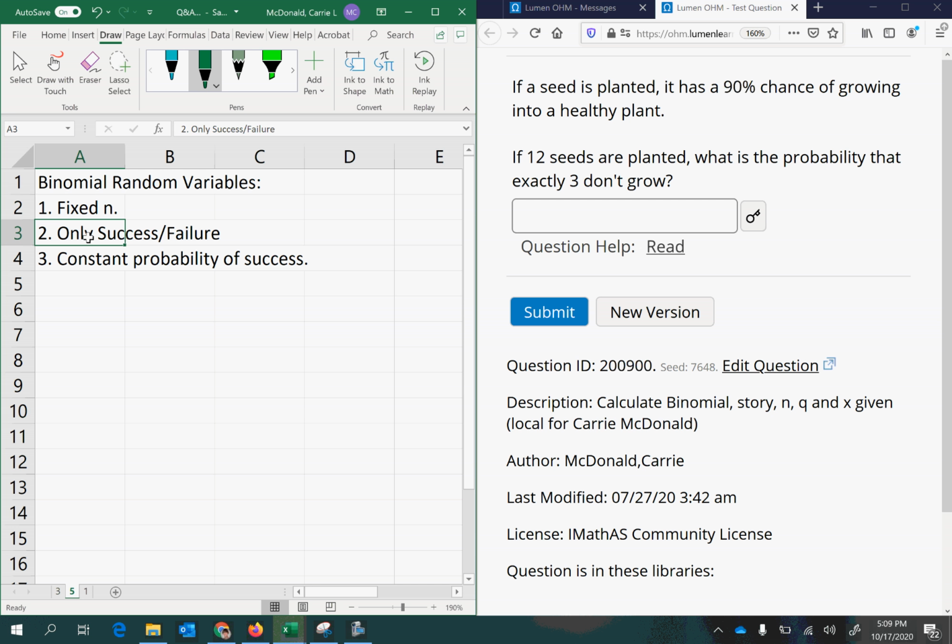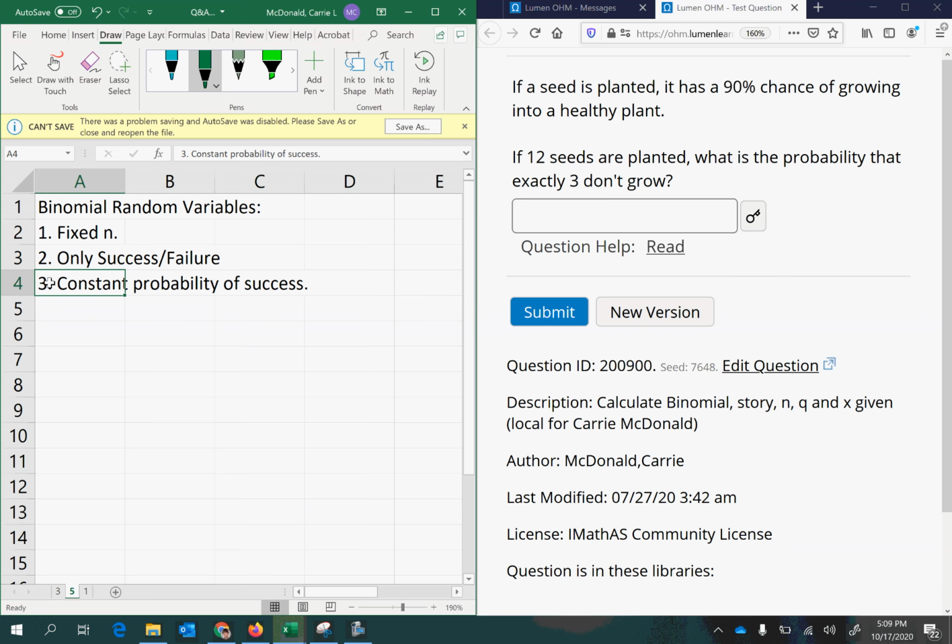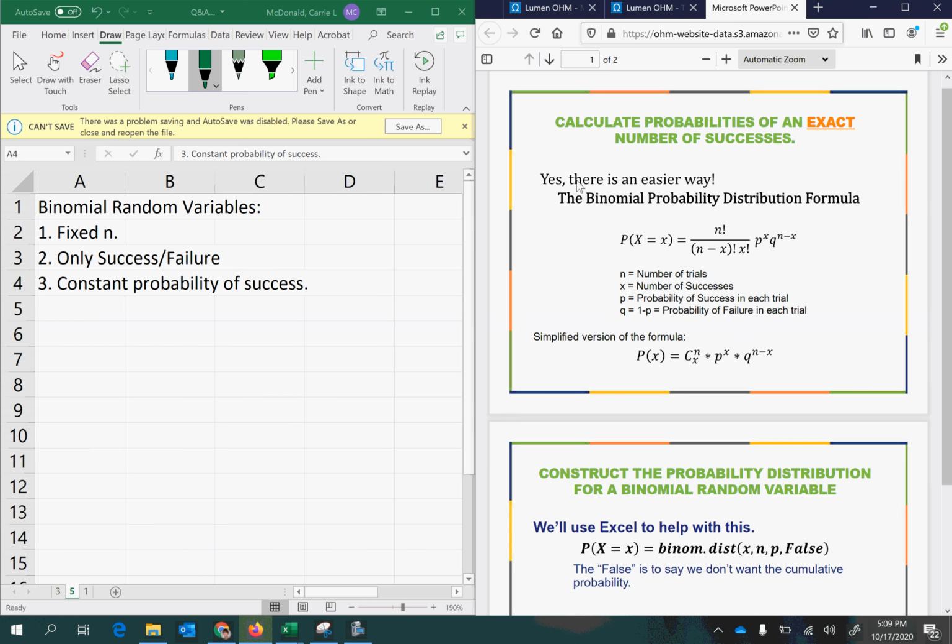The success failure is where you look at only 2 possible outcomes, and then the independence is the probability of success. Okay, so if we can identify that these 3 conditions are satisfied, then we can use the binomial probability distribution. And that looks like this, the formula where you can use this to find probabilities.